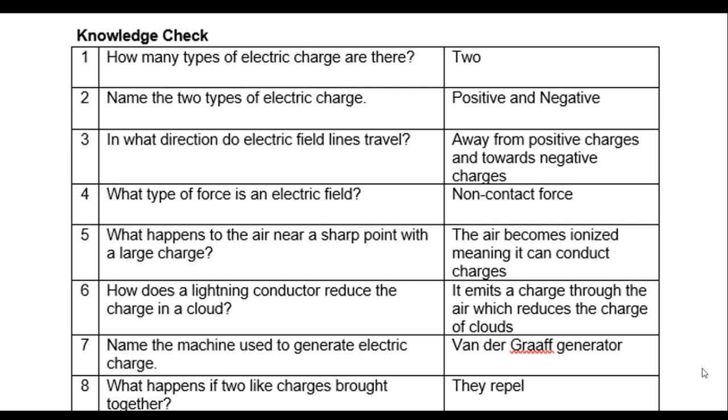A lightning conductor reduces charge in a cloud by emitting a charge through the air, which reduces the charge in the clouds. So it is then less likely for a random discharge from the cloud, which we see as lightning. The machine used to generate electric charge is the Van de Graaff generator. And 2 like charges repel each other, so they want to move away from each other.